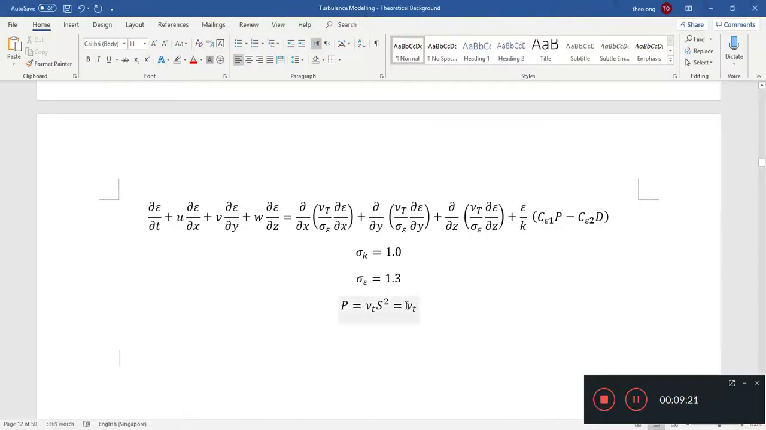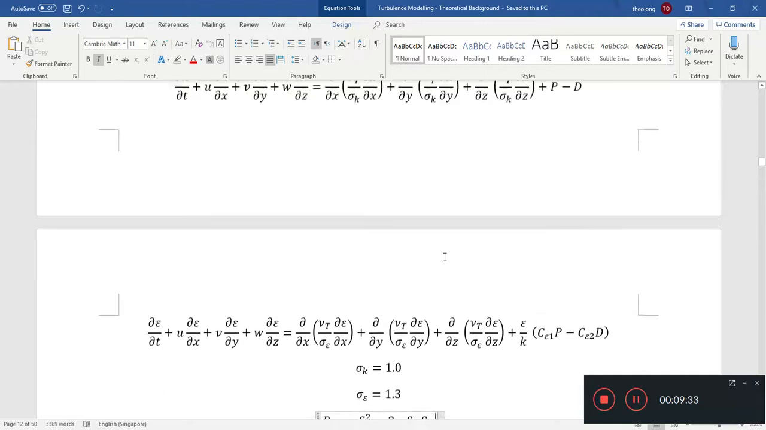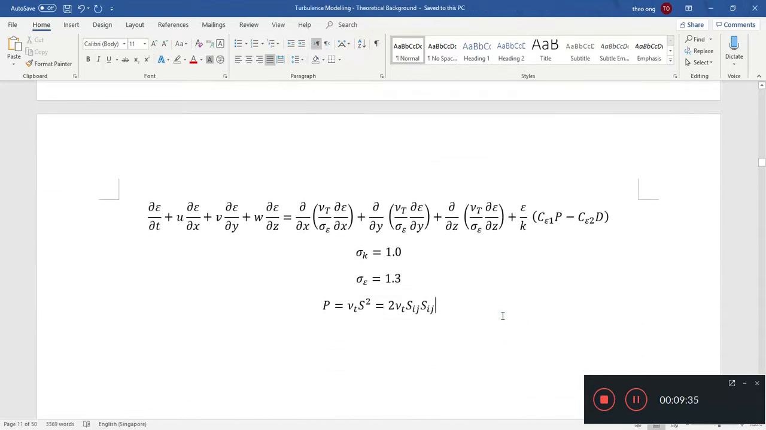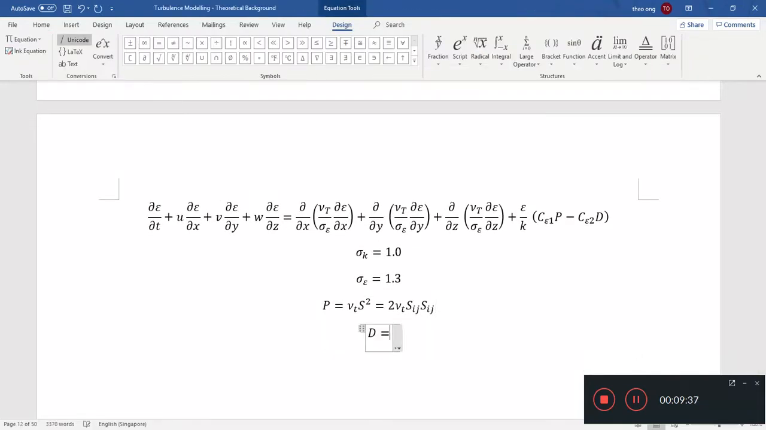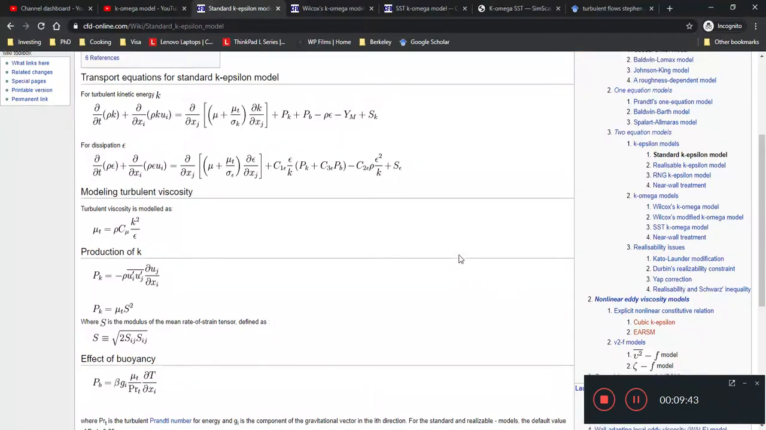So in this context, because this one is divided throughout by density, P equals 2 nu_t times S_ij. This is the mean rate of strain tensor. I'm not going to go through what that is. You can take a look at the earlier videos if you want to know. And D equals just epsilon. So this is the destruction term.